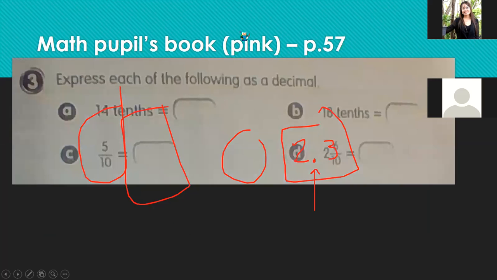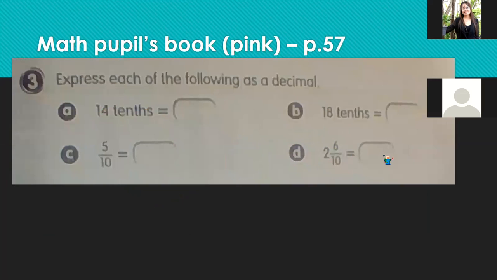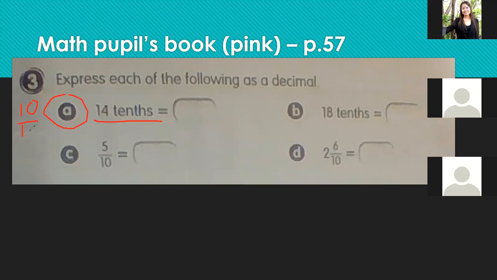Okay. Next, how about Nika? Do you think we can do letter A here for us? We have 14 tenths. So I know that 10 tenths equals one. So we have 14 tenths here. This is going to be more than one, okay? This is going to be one and an extra 4/10. So how much is this in a decimal form?